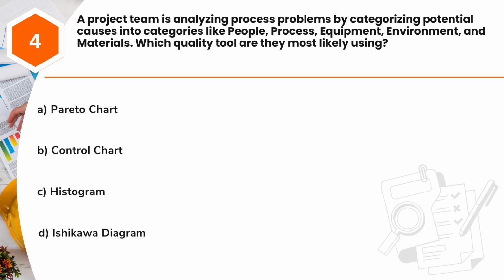Question 4. A project team is analyzing process problems by categorizing potential causes into categories like people, process, equipment, environment, and materials. Which quality tool are they most likely using? A. Pareto chart. B. Control chart. C. Histogram. D. Ishikawa diagram.